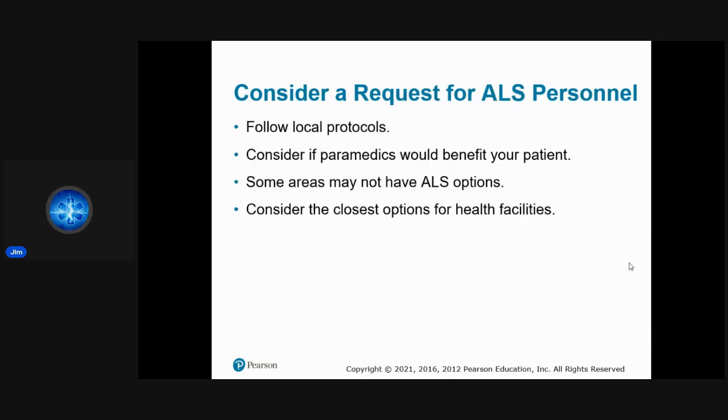Consider requests for ALS, right? Follow your local protocols. They'll state you should consider ALS. Consider if a paramedic would benefit your patient, not only a paramedic, but an advanced EMT. And you have to remember that not all areas have ALS as an option, but most areas at the bare minimum will have access to helicopters, and technically they are an ALS intercept. But if we don't have ALS or helicopters are not available, we may consider the closest option for a health facility. We may not go to the closest appropriate one. We may just go to the closest at that point.